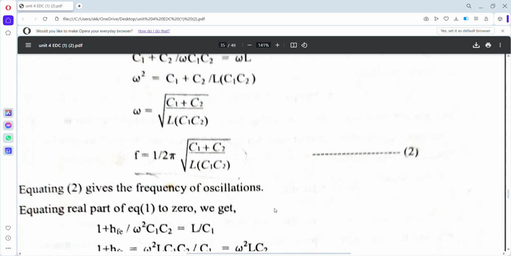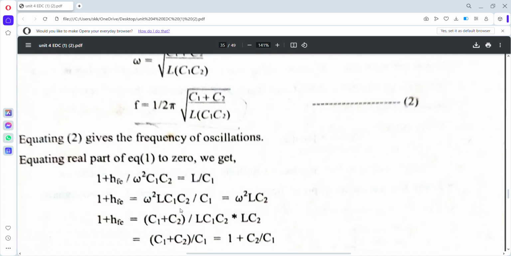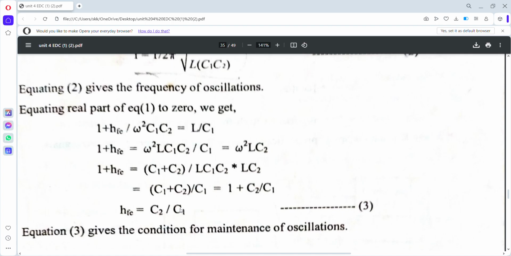After that, real part is equal to 0. Do the manipulation. In this, what do you find? You find out the value of HFE. That's all. Derivation is over.